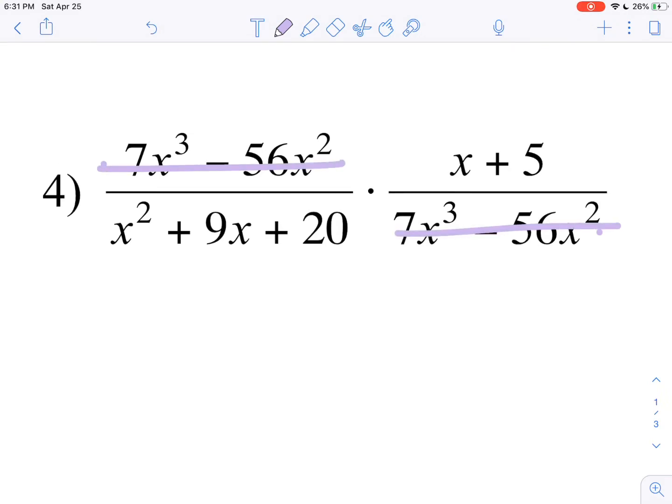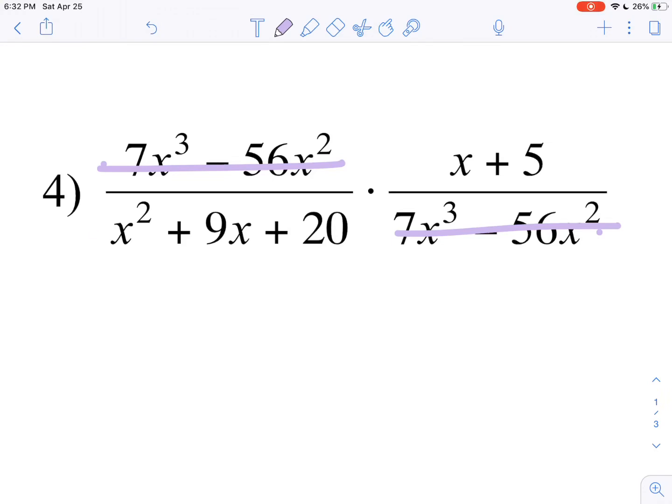Okay, again, the only way you could cross it out is if the whole thing matches exactly. If there was not a 56 and one of them was a 49, well then you can't cross it out. Okay, they have to be exactly the same. So I'm going to cross those out.